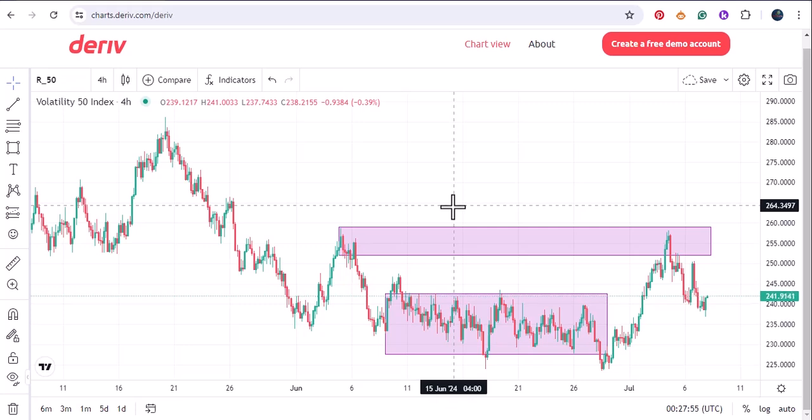So I'm going to explain to you using the volatility 50 index chart, and I'll go to the volatility 25 chart. And these indices are found on Deriv.